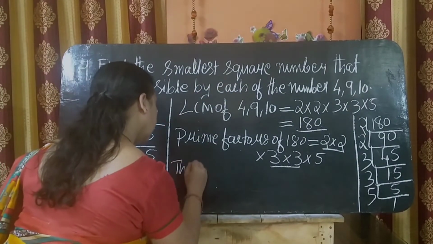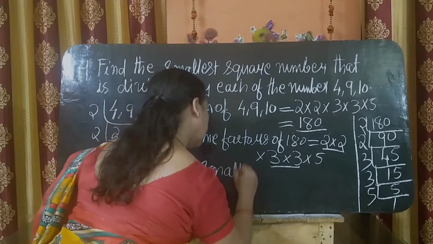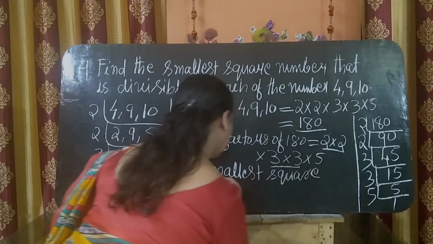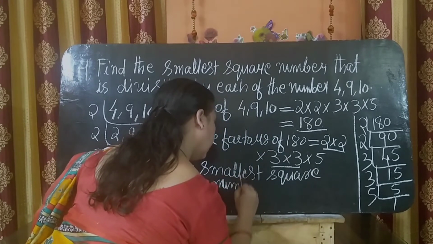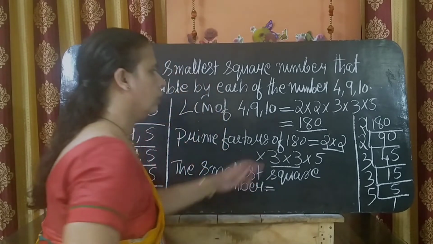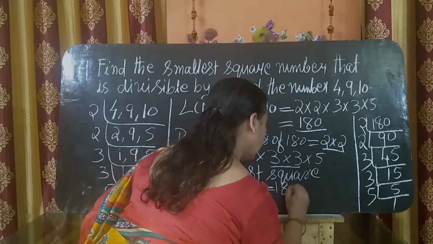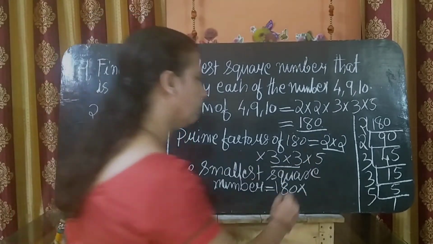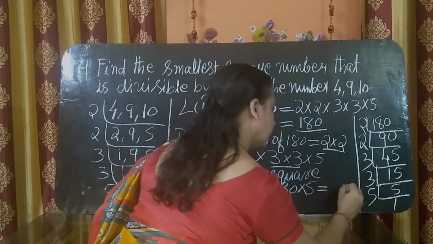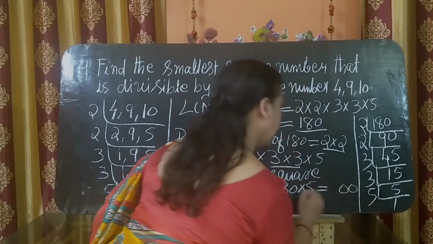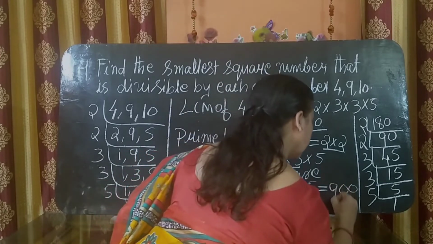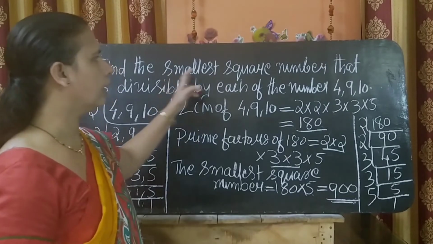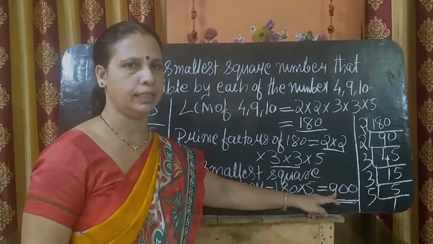The smallest square number equals the LCM into the number which is without pair; that number we have to multiply. Then 180 into 5: 5 0s are 0, 8 5s are 40, 1 into 5 is 5, 5 plus 4 is 9. Then we got the smallest square number, that is 900.